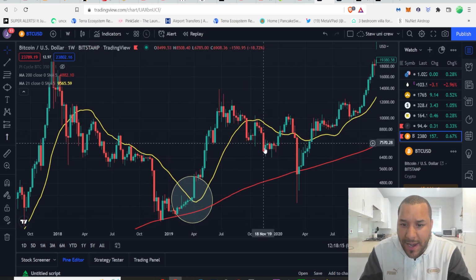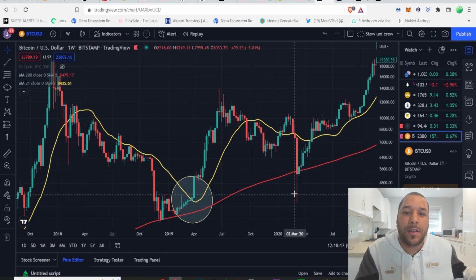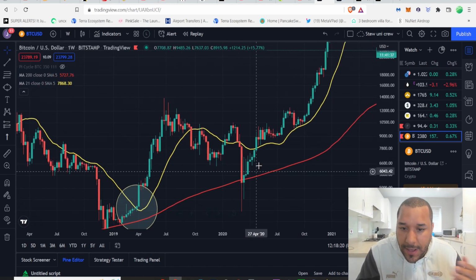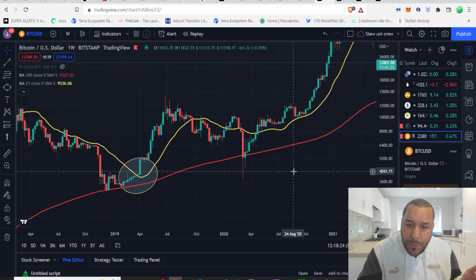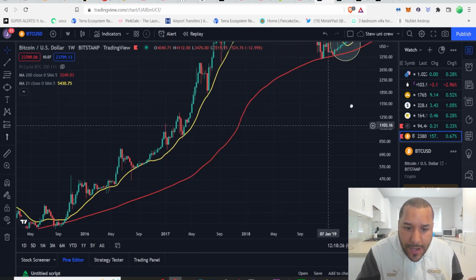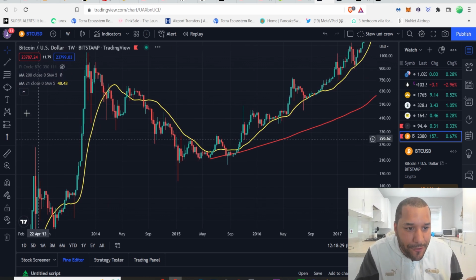It broke it. Look, we just rallied up. We had one obviously sharp drop because of the COVID event. And then look, it came back above again. It rode it like a boss. So this is what we look for with the 21, and just to prove my point, how powerful it is on the weekly time frame.